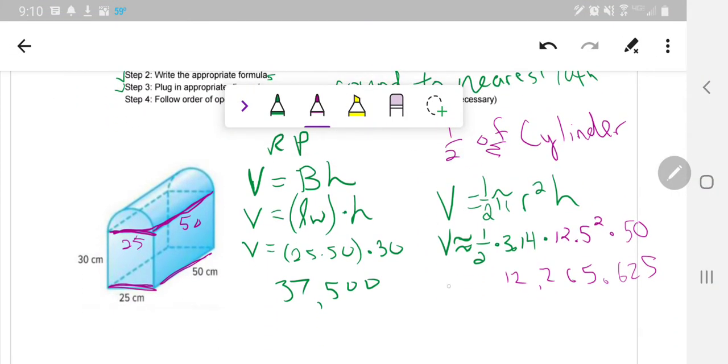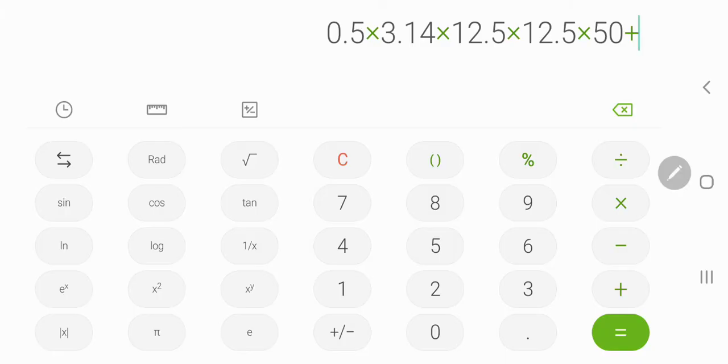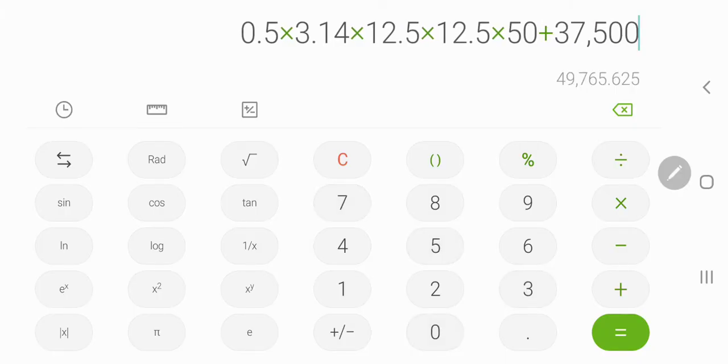And then what do we do after that? We are going to add those two volumes up. So I'm going to add 37,500 to this. And that gives us a grand total of 49,765.6. To the tenth, the hundredths place says a 2, so that says keep the tenth place the same. So 49,765.6.